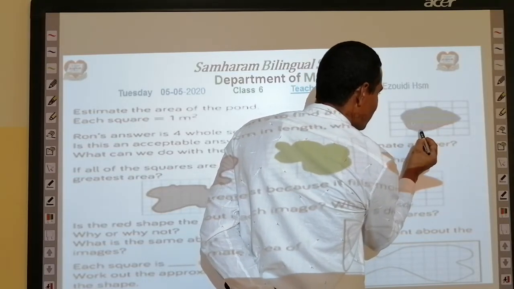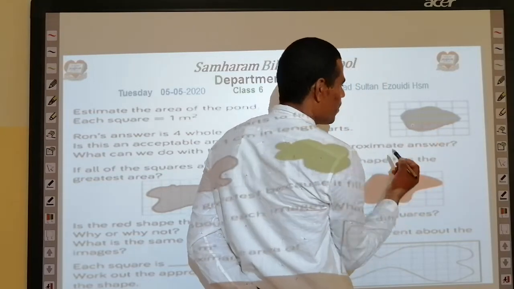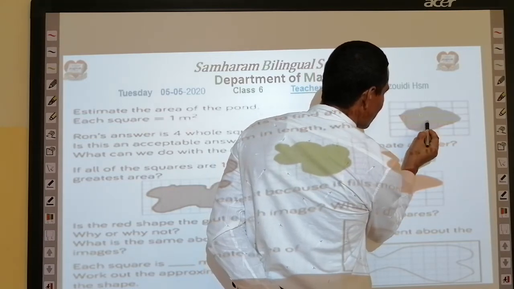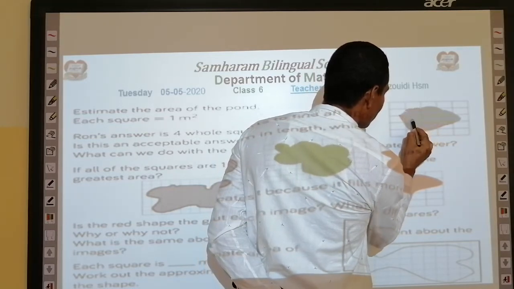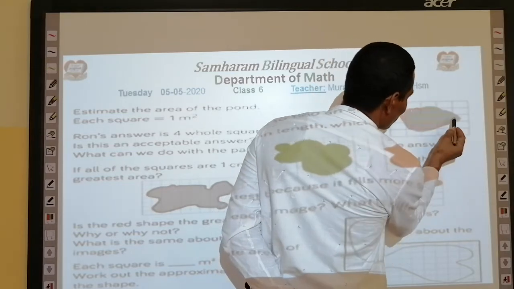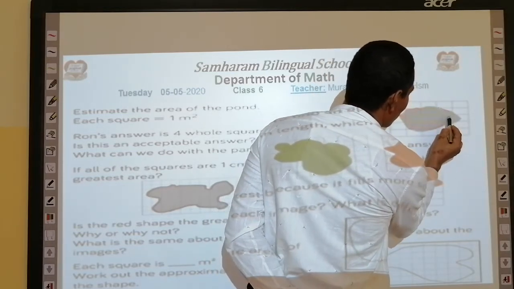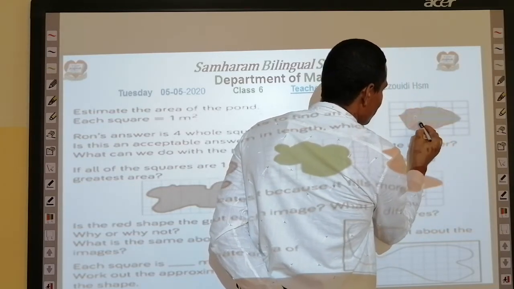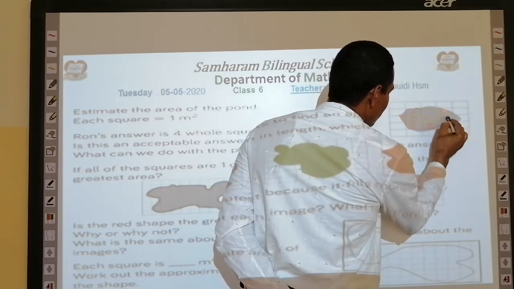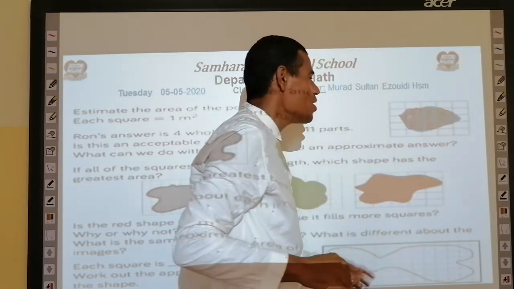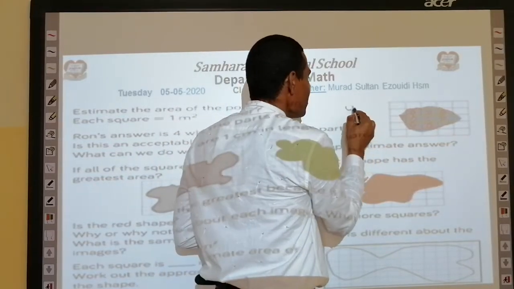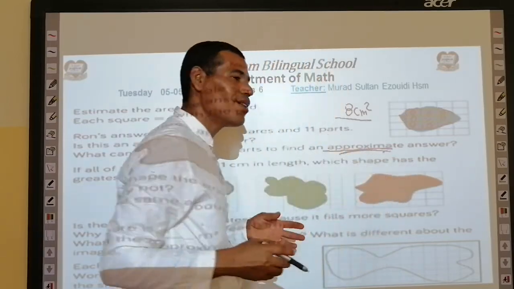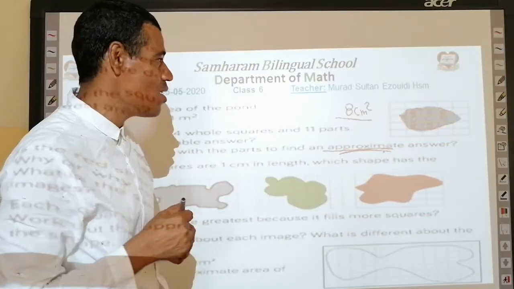This one also is less than 1 square, but I will consider it because it's more than half. This one, ignore it. This one, ignore it. This one, I will accept. This one, I will accept. This one is more than half, my learners, so I will accept it. So how many squares in fact? 1, 2, 3, 4, 5, 6, 7, 8. So this has an area of approximately 8 centimeters squared.